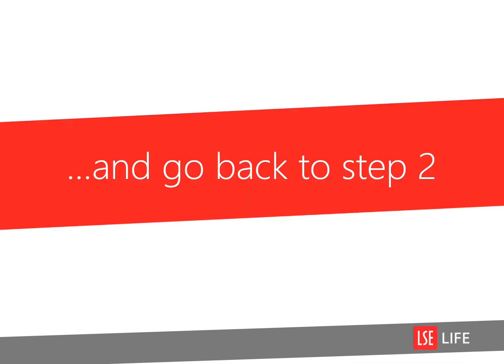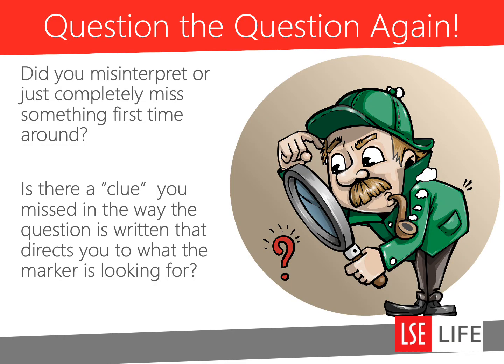Starting with going back to step 2. So question the question again. Did you misinterpret or just completely miss something first time around? Is there a clue you missed in the way the question is written that directs you to what the marker is looking for? Do you need to modify your approach to the answer?